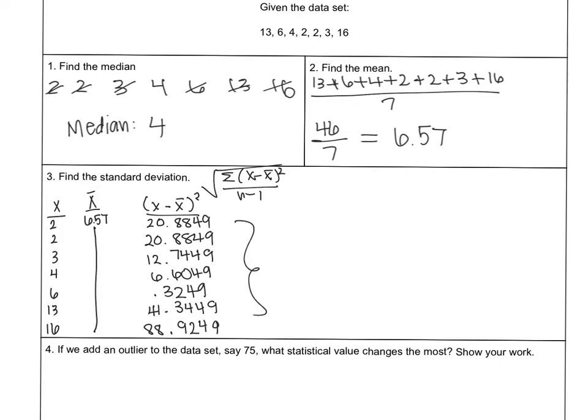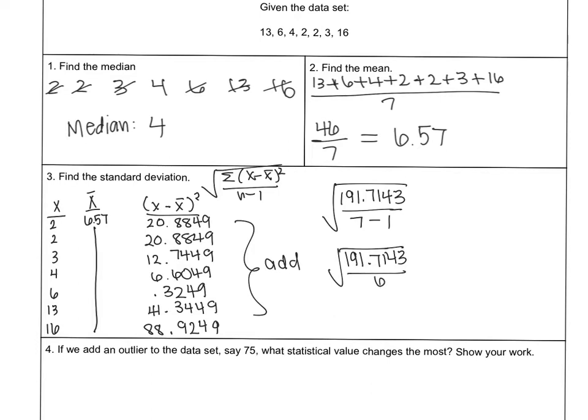So next I want to add all of these values together. So underneath the square root, my numerator is going to be what I get when I add those all together, which is 191.7143, and I want to divide by n minus 1, so in this case that's 7 minus 1. So in the calculator, we're going to have the square root of 191.7143 divided by 6, which is going to give us 5.65.